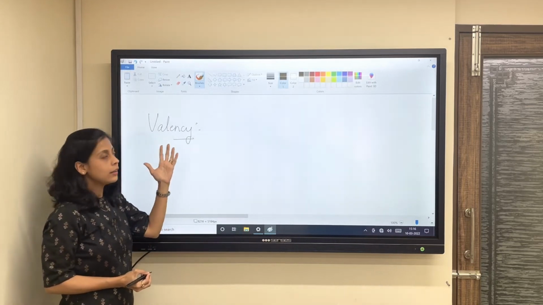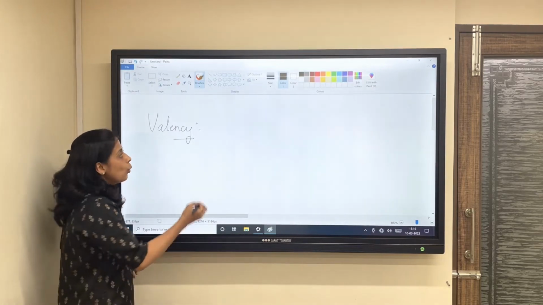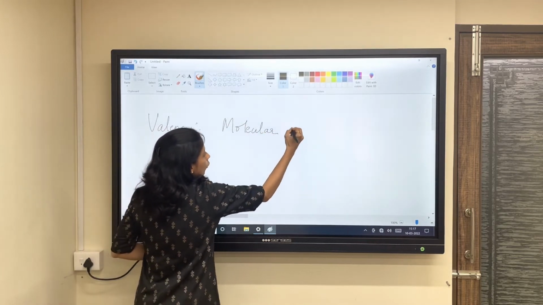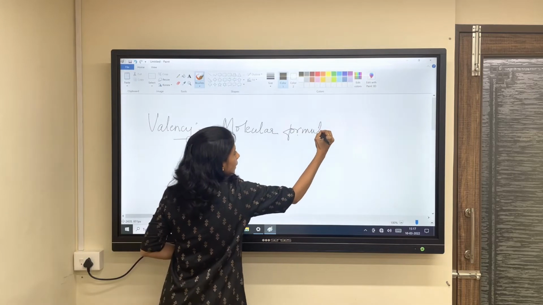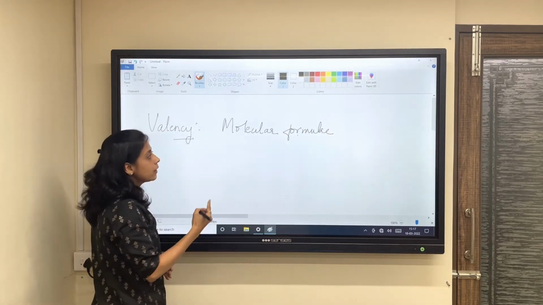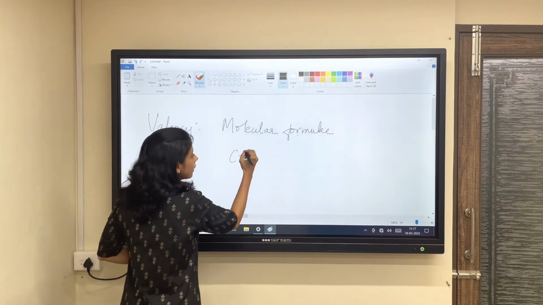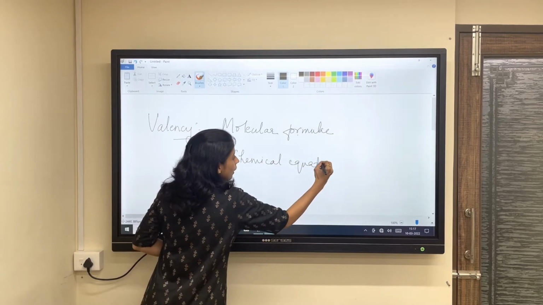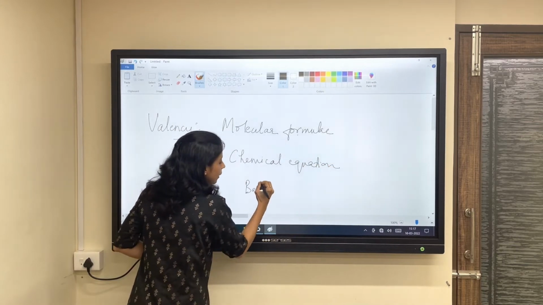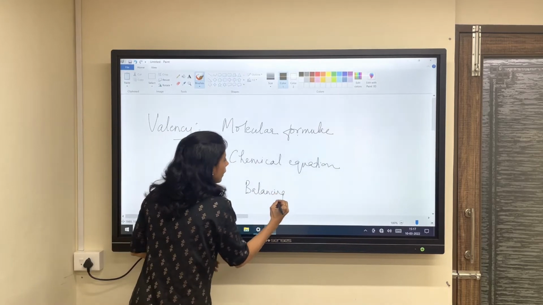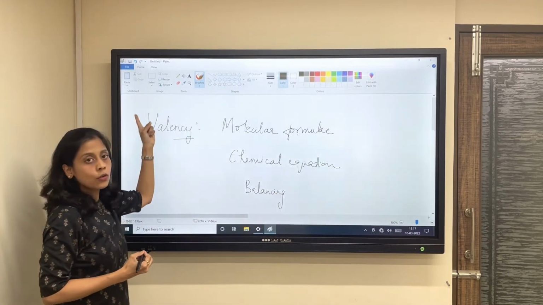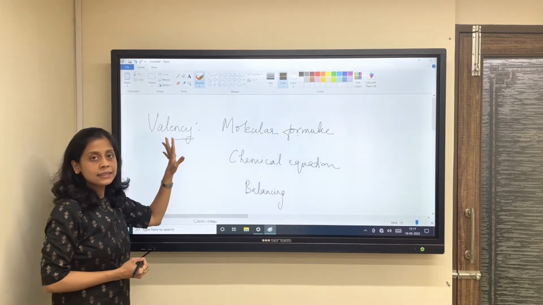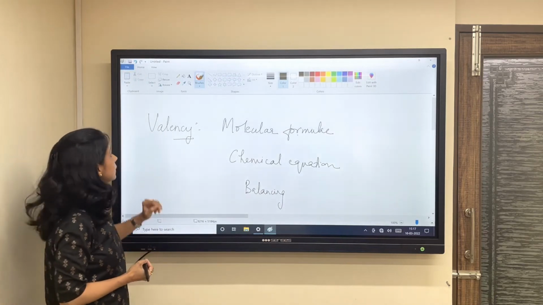But if they go wrong in the valency of an element, they go wrong in determining the molecular formula of a compound. Once they write the molecular formula of a compound incorrectly, they go wrong in writing a chemical equation. When the chemical equation goes wrong, they go wrong in balancing a chemical equation. So the entire process goes wrong only because they have gone wrong in determining the valency of an element. So today let's understand how we determine the valency of an element.